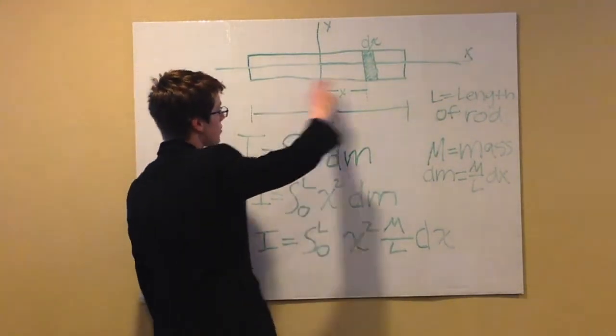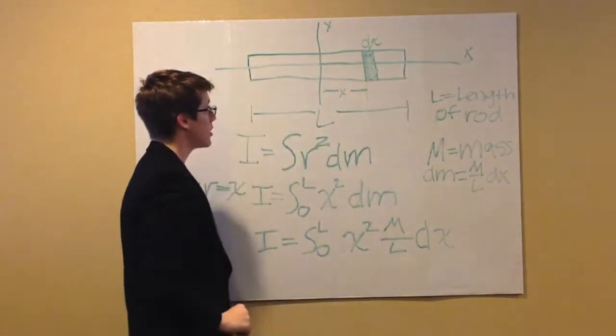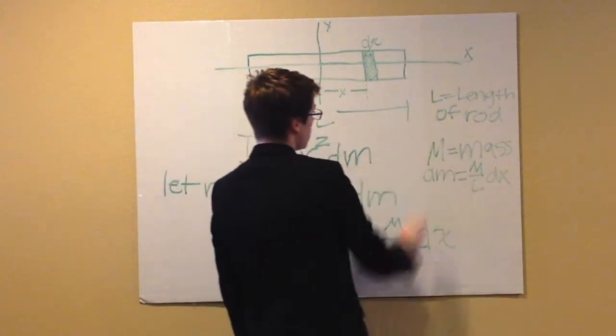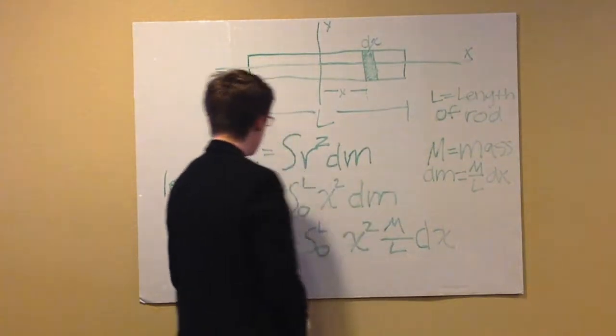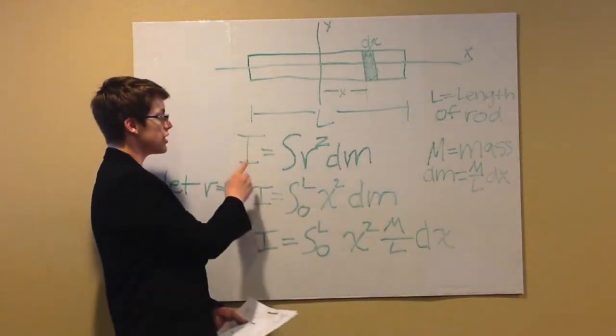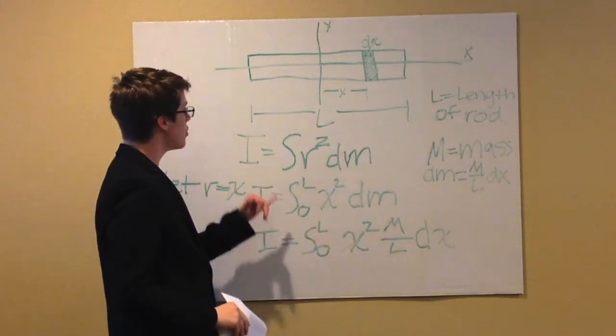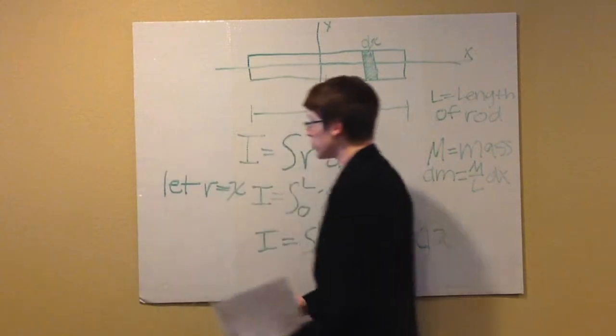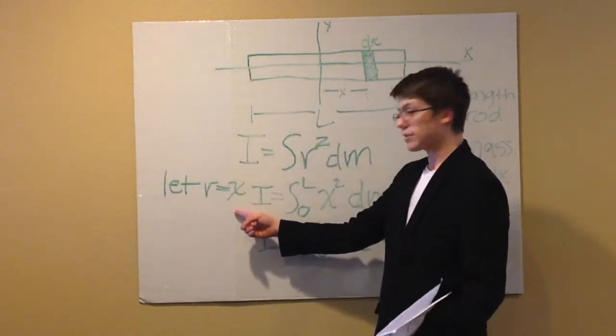See, this is a rod, this rectangle here. And you have a shaded portion dx and then a length of L, and you have a mass which is m. And the variable for moment of inertia is I. The equation is the integral of r squared dm. And to make it easier for yourself, you can have r equal x.